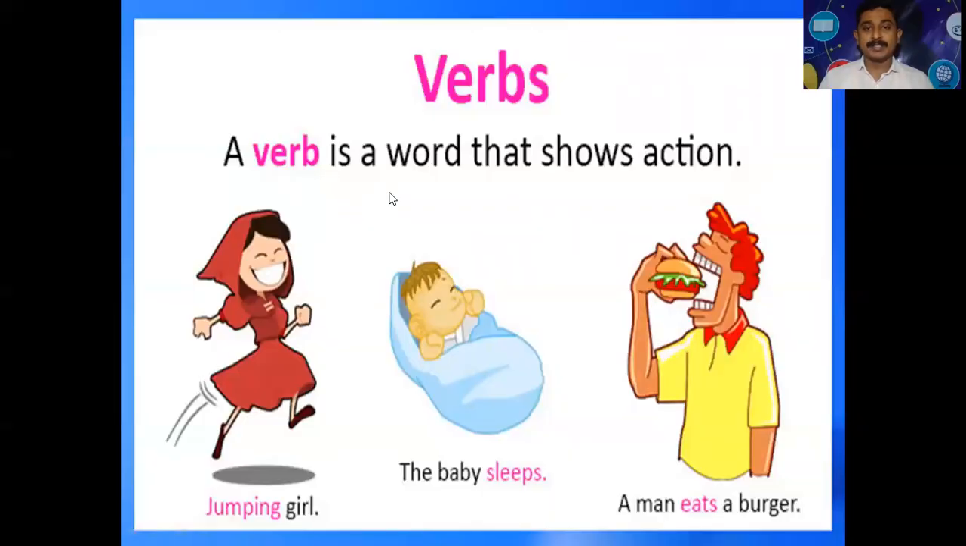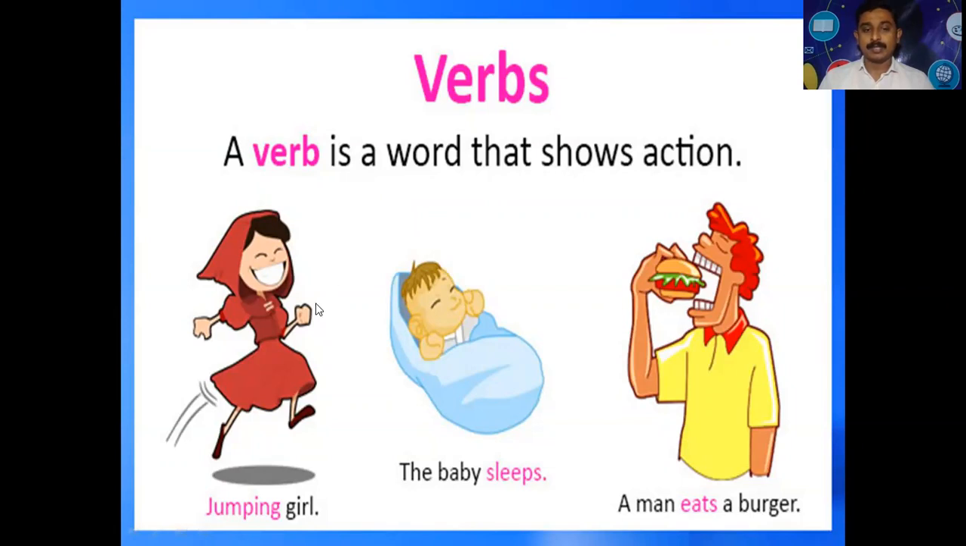In the last session, we have learned about pronouns and types of pronouns. We are in third chapter, parts of speech. Today, let us learn about verbs. As you all know, verb is an action word. A verb is a word that shows action.